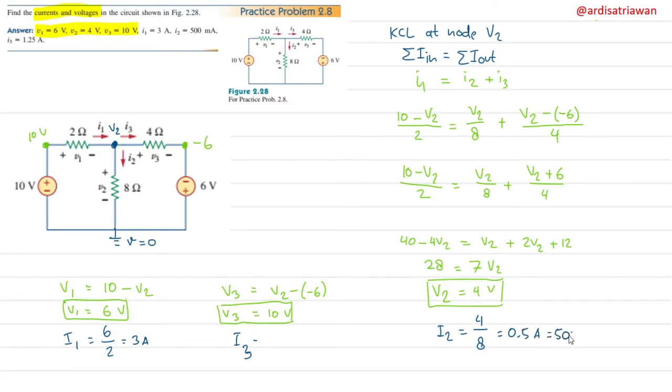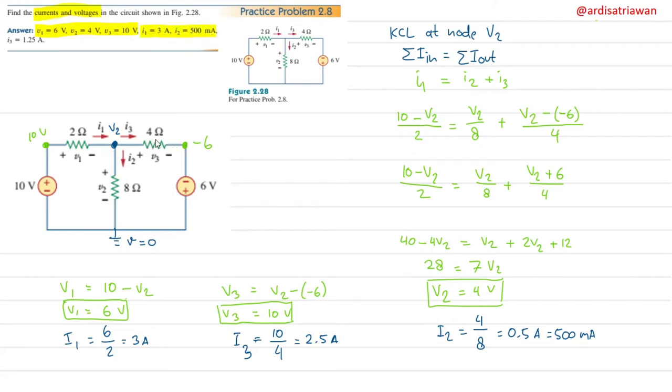So this is for I2, and for I3 it is just V3 divided by this one, 4 ohm. So I have 10 divided by 4, and 10 divided by 4, what is it? Divided by 2, so maybe... okay, this is 2.5 ampere. Yeah, it's kind of different from the answer, but I'm pretty sure I did not miscalculate things, so maybe the answer key is wrong.